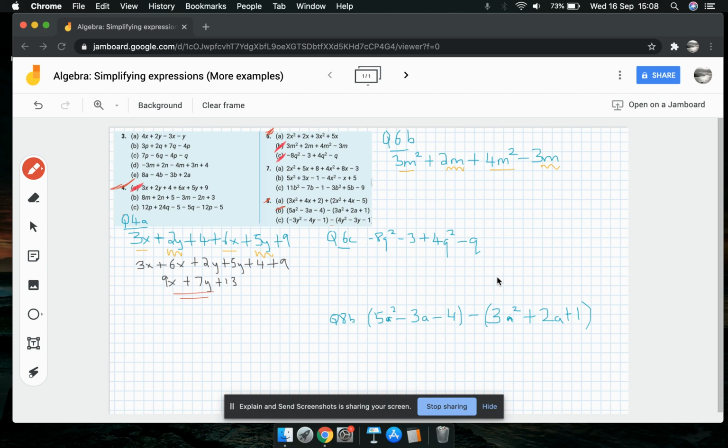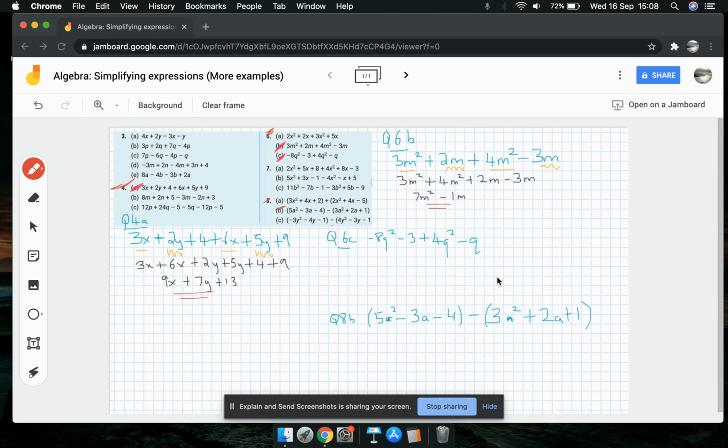So it's now 3m squared plus 4m squared plus 2m minus 3m. The next line down is when you simplify. 3m squared plus 4m squared gives you 7m squared. And 2m minus 3m, that's like saying 2 minus 3, which is minus 1m. And again, that is as simplified as can be.